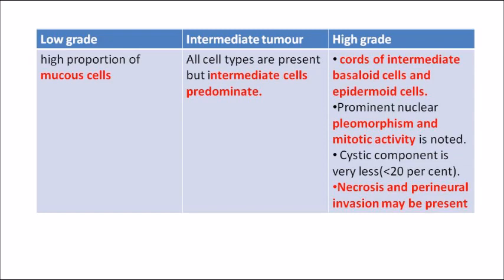So low grade will contain mainly mucous cells. Intermediate grade, in the second column of the table, tells you that the intermediate cells will be predominating. When you come to high grade, there will be cords of intermediate, basaloid, and epidermoid cells. Clear? The high grade tumor often shows necrosis and perineural invasion.